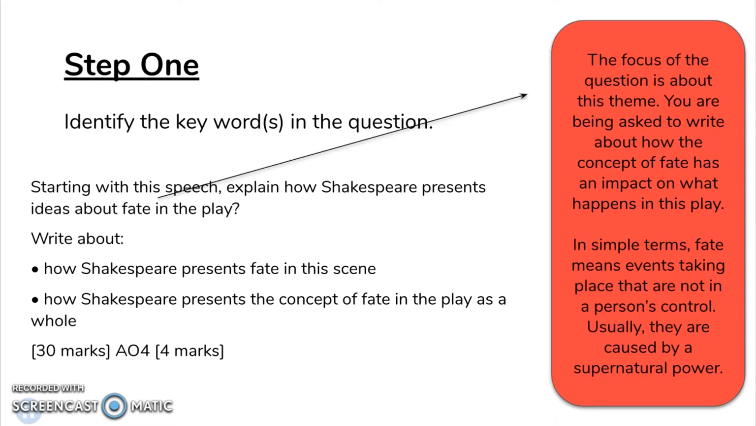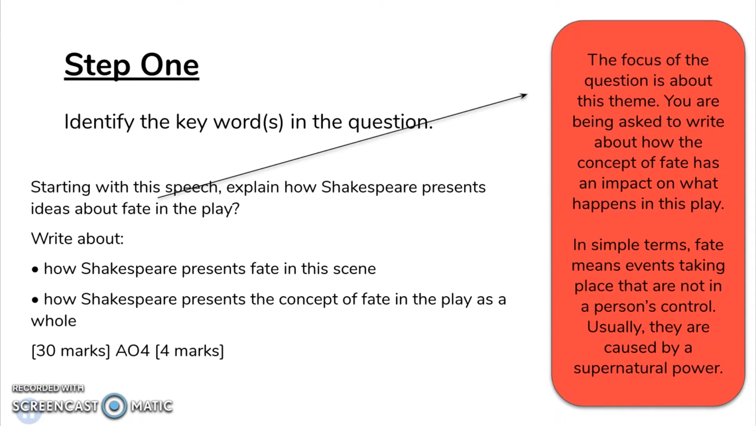So in simple terms, fate is events that take place that are not under our control. Usually they're caused by a supernatural power, okay? Clearly that should immediately make you think about the witches, about Lady Macbeth, about Macbeth's choices in the play, and then how eventually he is punished, if you like, for what he has done.